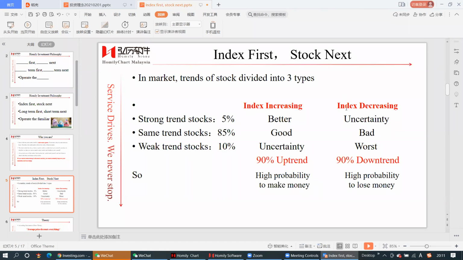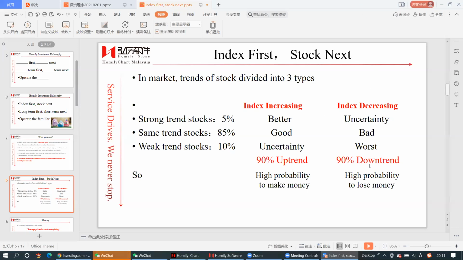When the index is decreasing, we can say it's quite hard to earn. I think everyone has this feeling, right? Because during one-to-one sessions, quite many of you say to me, how to trade, because I already lost in our market.